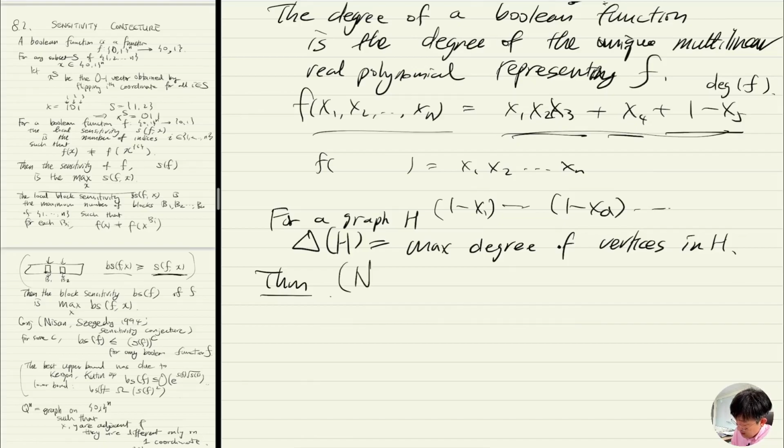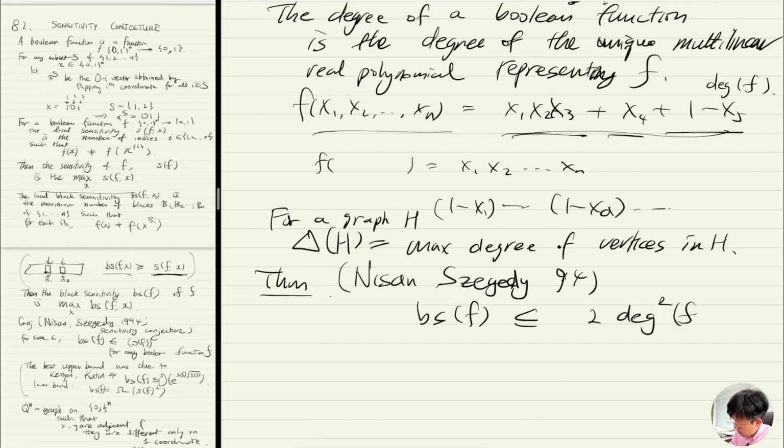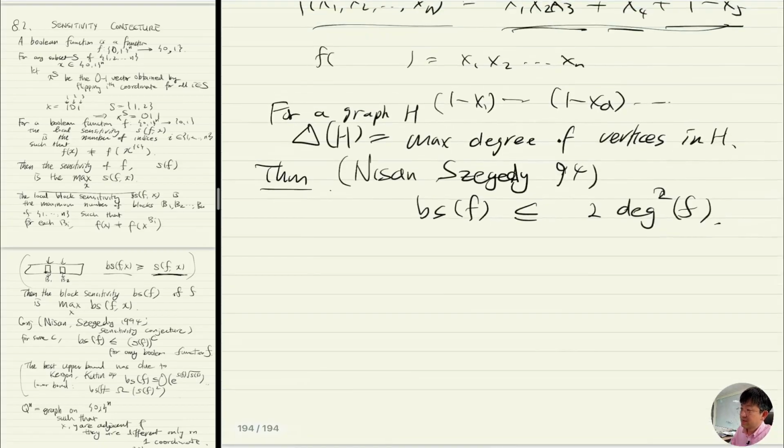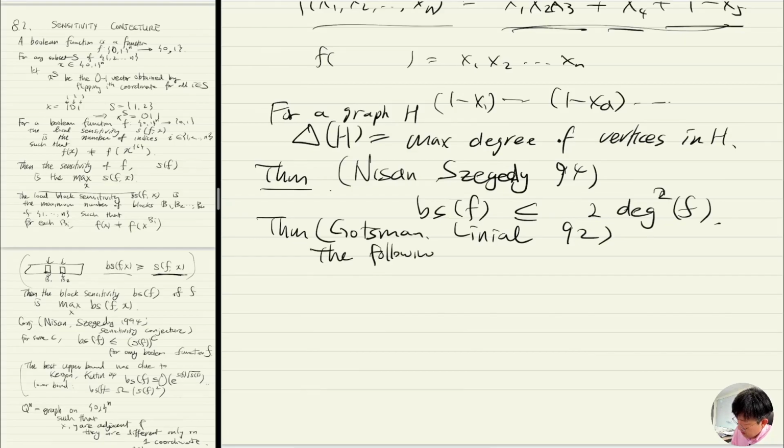Now here are two theorems. One theorem by Nisan and Szegedy in '94: they proved that block sensitivity is at most twice degree squared. And then there is another theorem by Gotsman and Linial, which is actually a key thing. The following are equivalent for any increasing function.